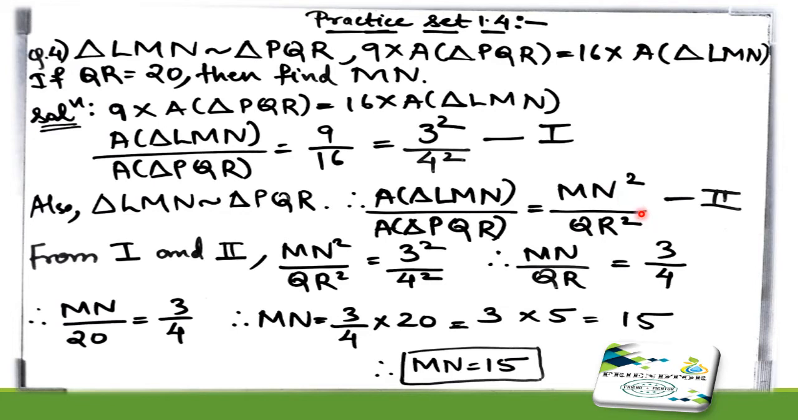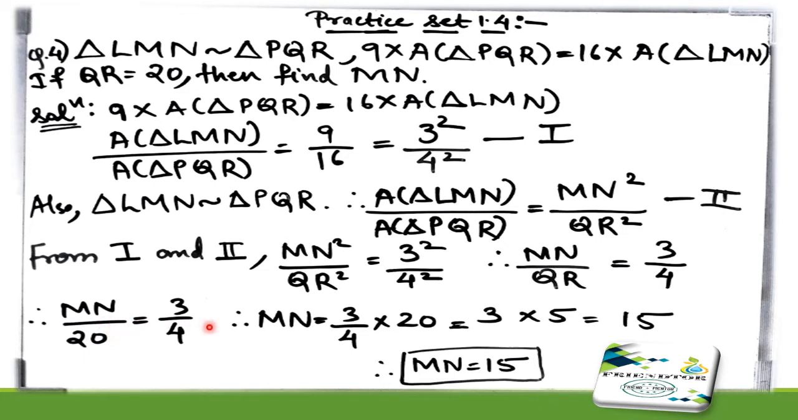Now from 1 and 2, what do we know? The left hand side is the same, so the right hand side also will be the same. So we can write MN square upon QR square is the same as 3 square upon 4 square. Okay, that means MN upon QR is the same as 3 upon 4. Correct? Because taking square root on both sides, all the squares get cancelled, and only MN upon QR is the same as 3 by 4. Now we can substitute the value of QR and find MN. Simple. So in place of QR I can write 20.